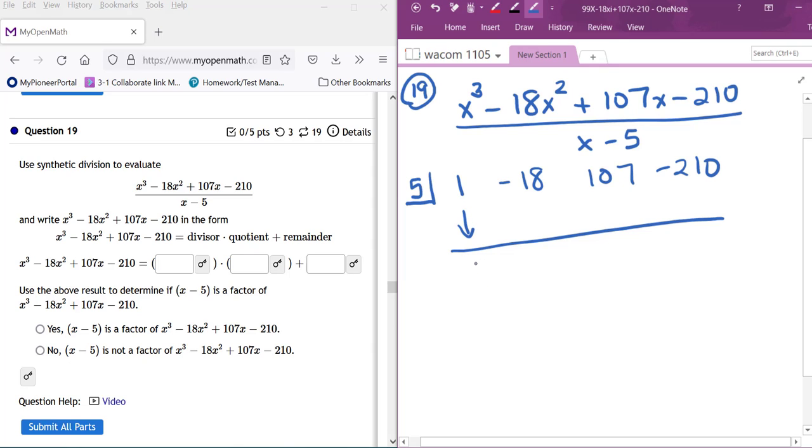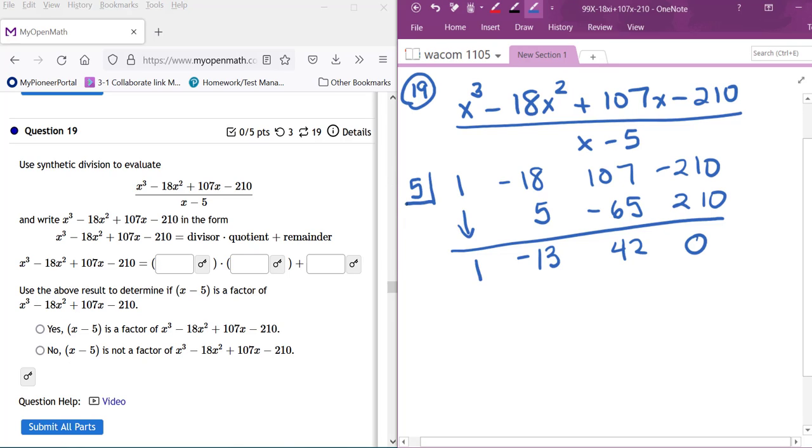Bring your first one down below the line. So we're going to multiply. 1 times 5 is 5, goes into the next column. Combine. So you would want your calculator probably with this one. Negative 13. Negative 13 times 5 gives a negative 65. Combine gives 42. Multiply again. 42 times 5 gives us 210. And these combine to give us 0. That's important when we get a 0. It means there's no remainder, which also means 5 is a root.